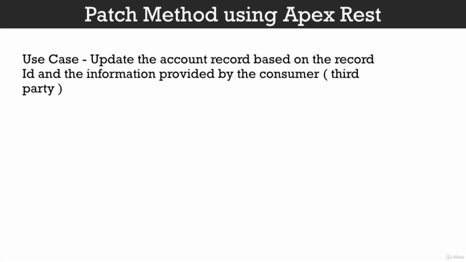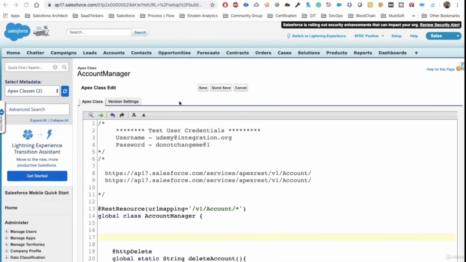What we are going to implement in this lecture is this: the consumer which is consuming our API will be sending the account record ID in the URI, and the consumer will also send the information to update the account record. What we have to do is get the ID and then update the information related to that account. So we need to implement this. Without further delay, let's quickly start.